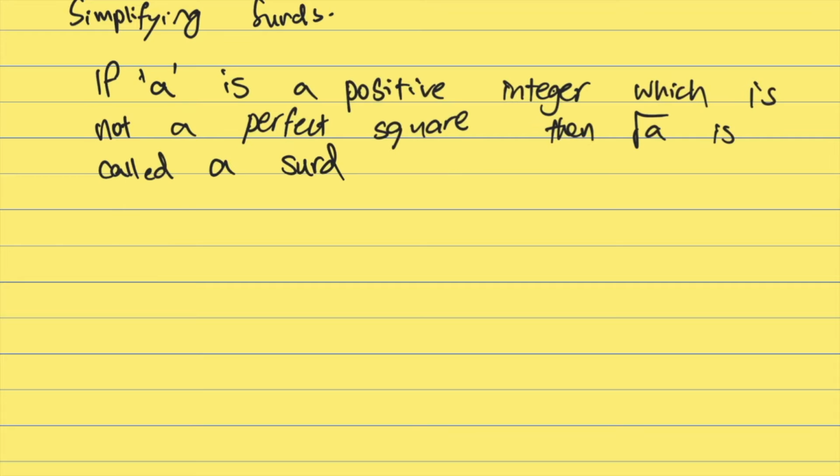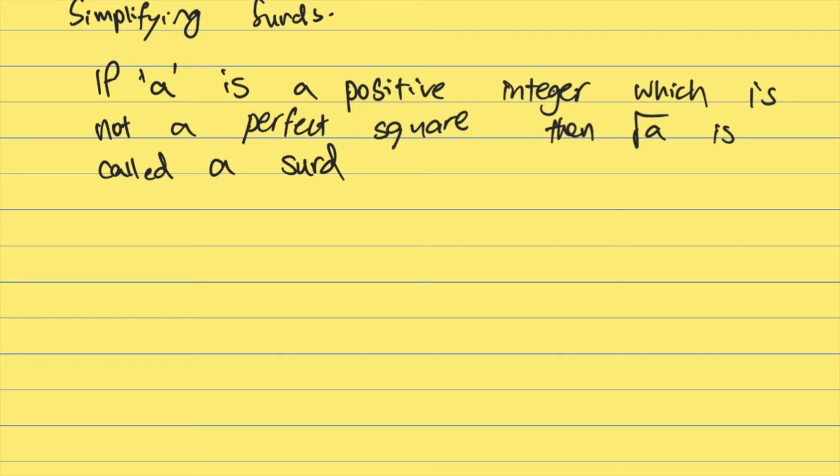In this video I'm going to talk about simplifying surds. Let's first look at the definition of a surd. If a is a positive integer which is not a perfect square, then square root a is called a surd.